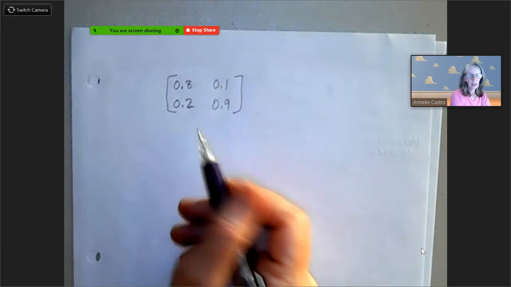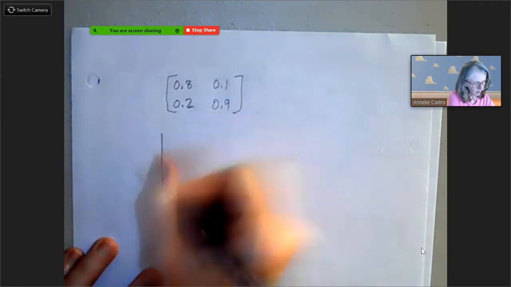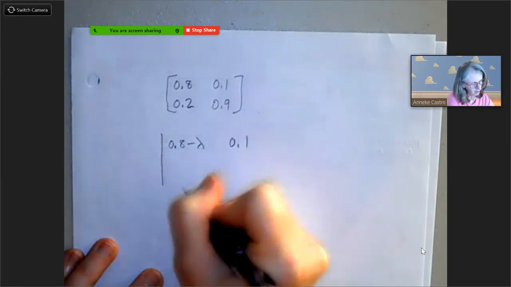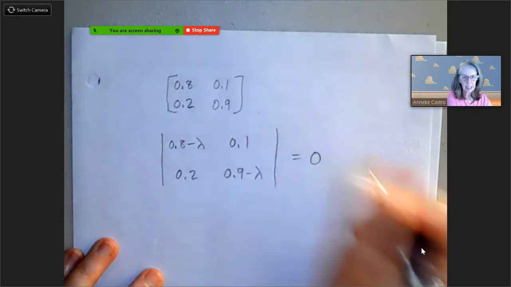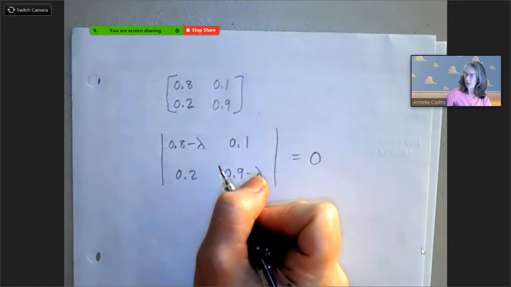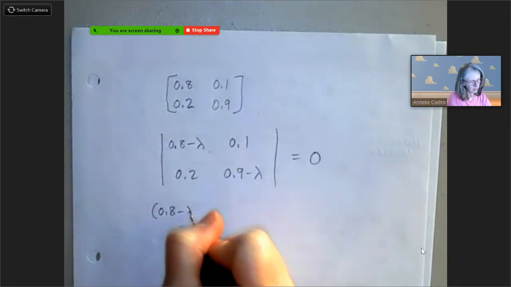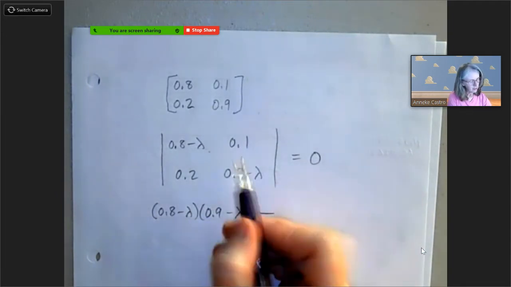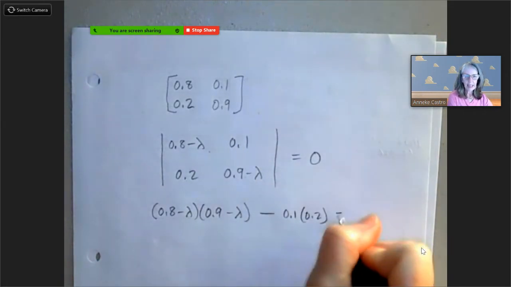All right, so here's my matrix. Now, in order to do the characteristic equation, I'm going to be taking the determinant. We use the little absolute value bars to represent determinant. 0.8 minus lambda, 0.1, 0.2, and 0.9 minus lambda, and I want to set it equal to 0. To get the determinant, and this is in your formula packet, you multiply the A times the D, so 0.8 minus lambda times 0.9 minus lambda, and subtract the B times the C, so 0.1 times 0.2, and set that equal to 0.